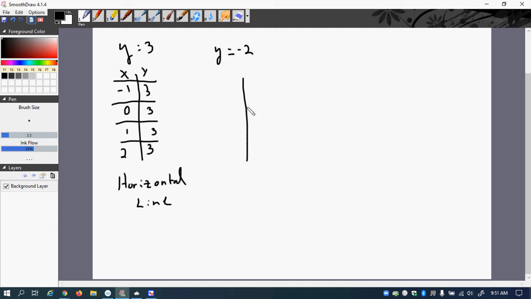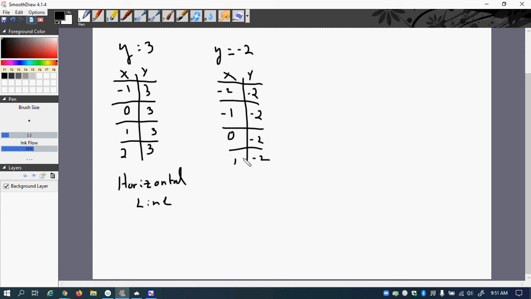So if we create another table, y is always -2, and x is increasing and decreasing. So let's say that's -2, -1, 0, and 1. So x is increasing from the negative direction into the positive direction, but y is always staying at -2. So that's why we have another horizontal line.